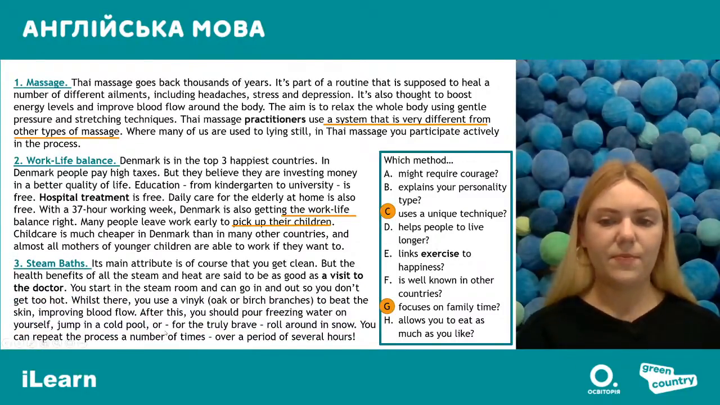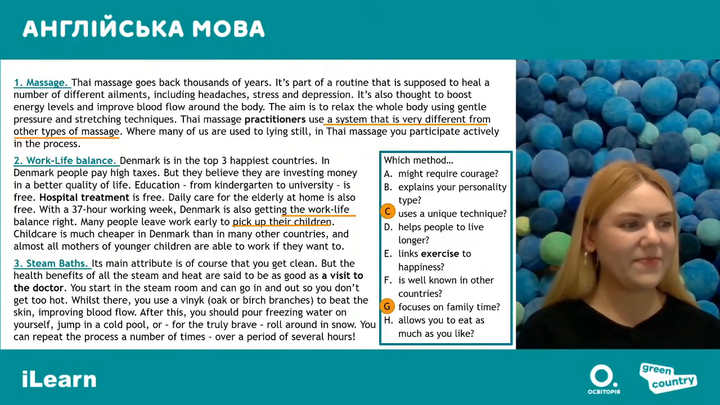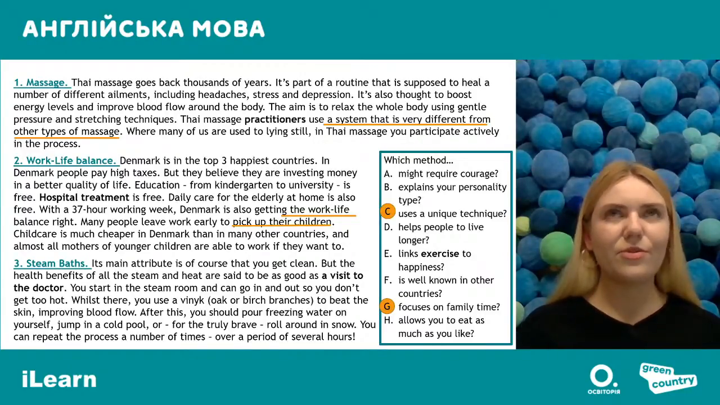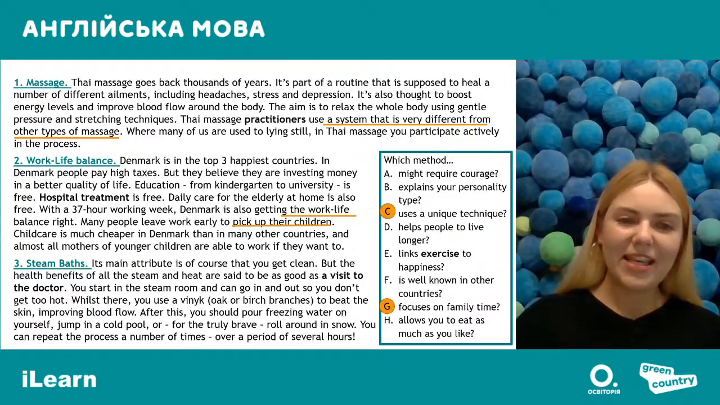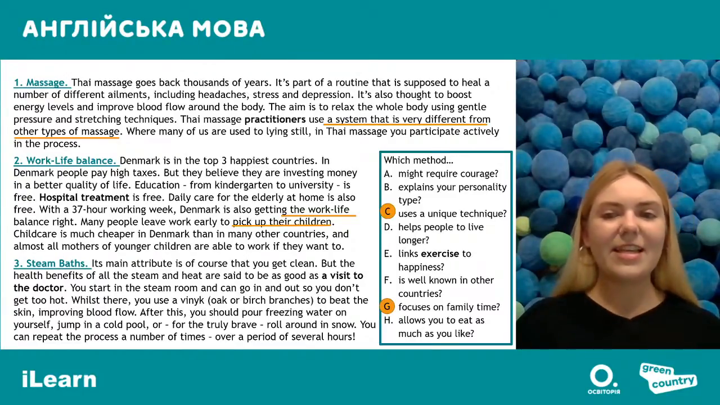And number 3. Oh, it's about Ukraine and some Ukrainian methods. Pick up children, it means when your children go to school or to kindergarten, you take them home after their studies.